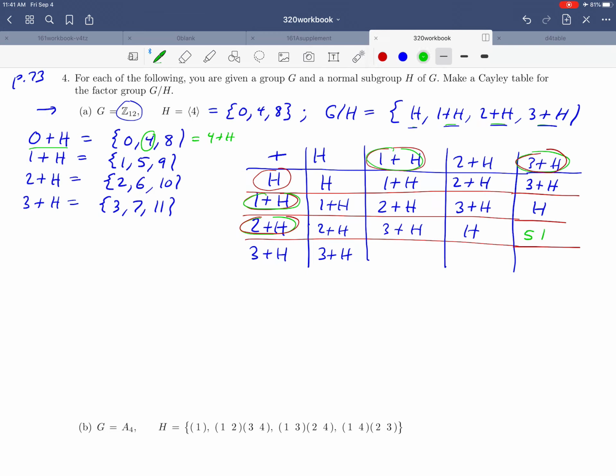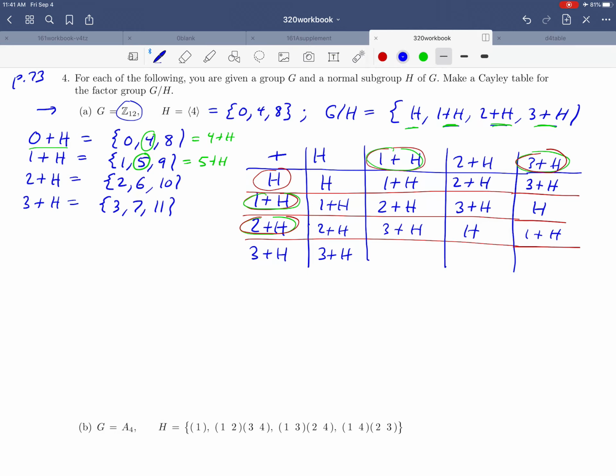Well, that would give us 5 plus H if we take it literally. But again, 5 plus H doesn't exactly match one of these four things. So which of our four coset representations would that agree with? Well, here's our 5, and that means that 1 plus H and 5 plus H have to be the same cosets. So we will rewrite that as 1 plus H.